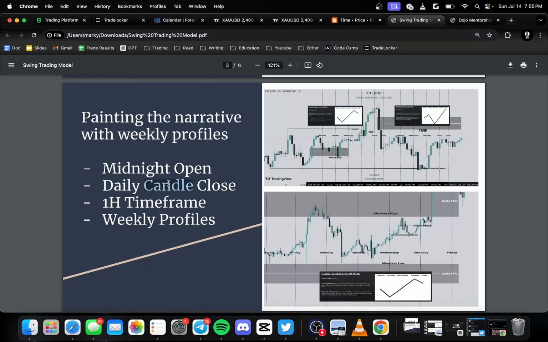You're going to pay attention to the daily candle close to tell you if it's likely going to reverse from certain areas or continue higher. You're going to do all this on the 1 hour time frame just because you can mark out the midnight price pretty easily and actually understand what happens on the lower time frames. And lastly, you're going to pair each weekly range with a weekly profile.